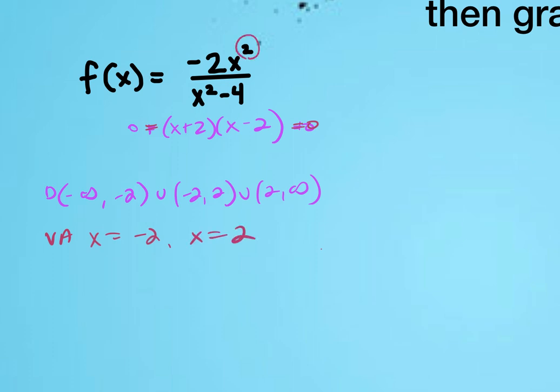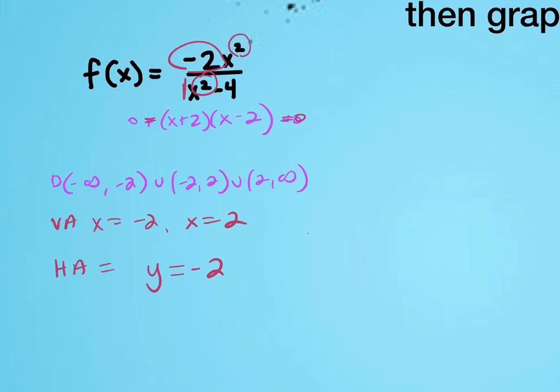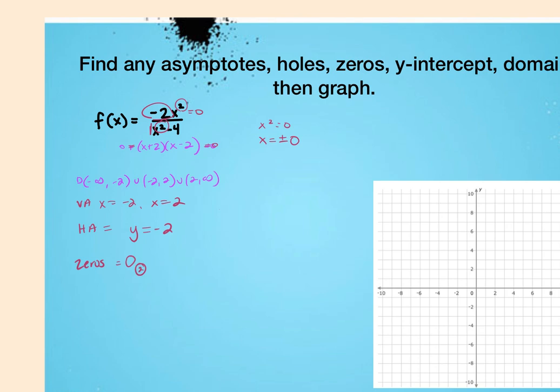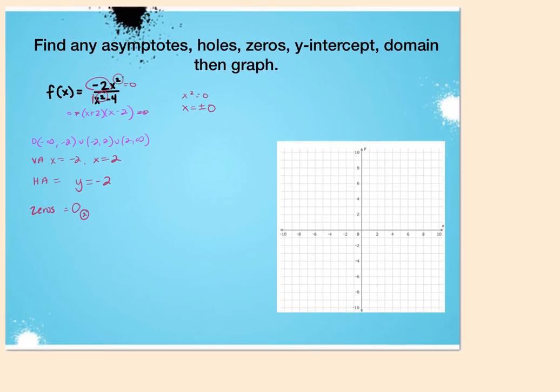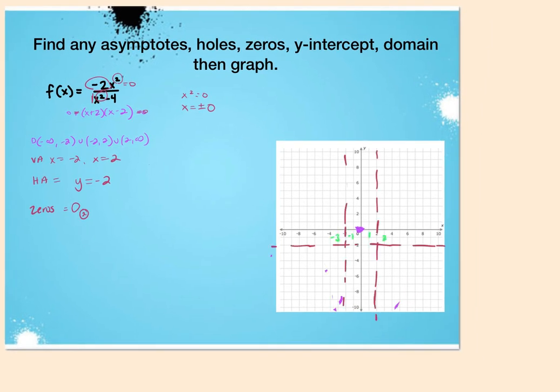The exponent in the top is the same as the bottom, so your horizontal asymptote is the leading coefficients: y equals negative 2 over 1, so negative 2. The zeros come from your numerator, so if I set this equal to 0, I end up with x squared equals 0 and x equals plus and minus the square root of 0, which is 0. But there's a multiplicity of 2, and why is that important? It bounces. Good. So my vertical asymptotes are negative 2 and positive 2, and the horizontal asymptote is at y equals negative 2.